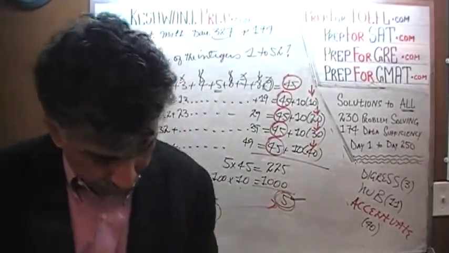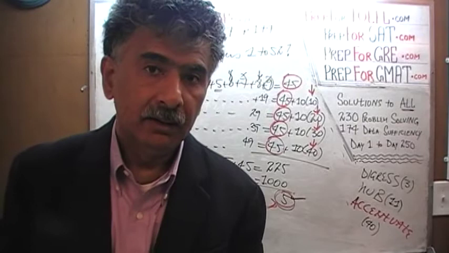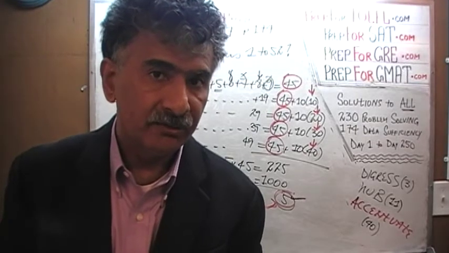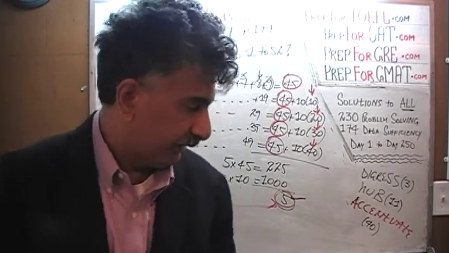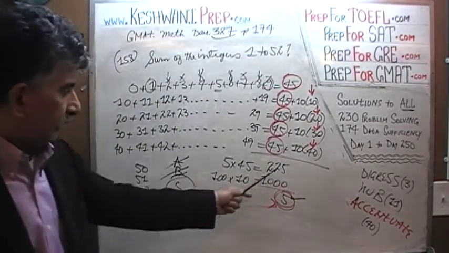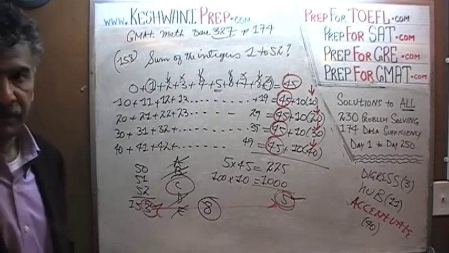That's the only one that ends in an 8. All the others end in something other than 8. They cannot possibly be the right answer. We need a number that ends in an 8. Here, this thing ends in a 5, and this thing ends in a 3.